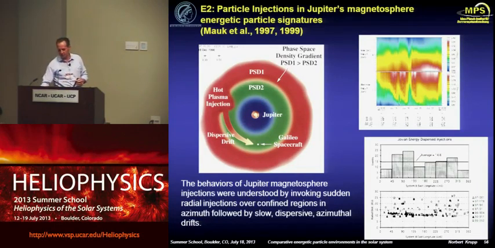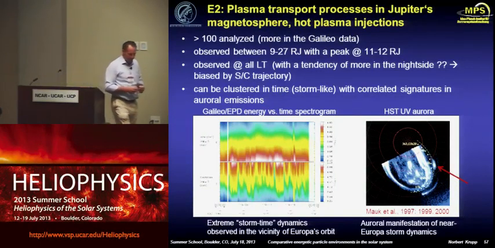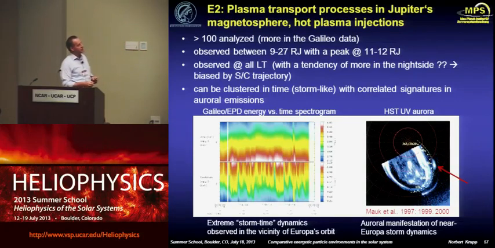So you can determine the plasma velocity by looking at this. Another interesting feature which has been found associated to these injection events is that sometimes those injection events are also related to additional emissions in the aurora.